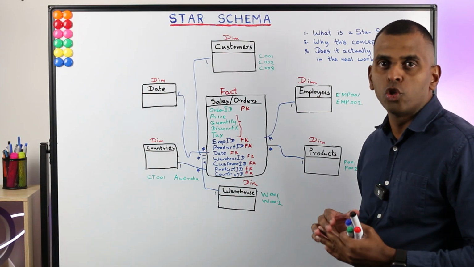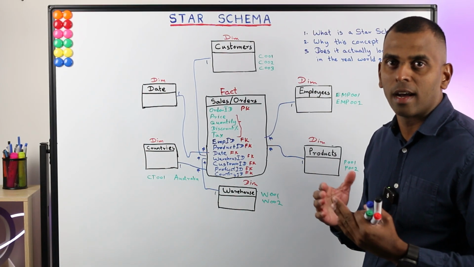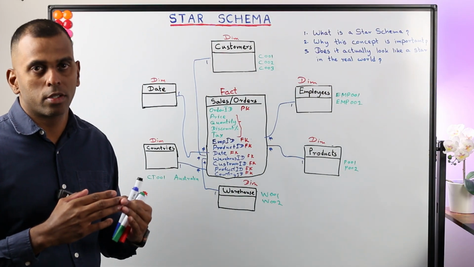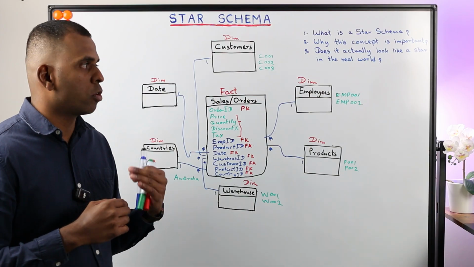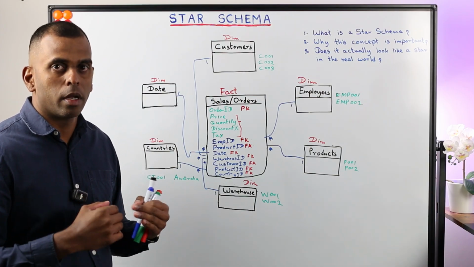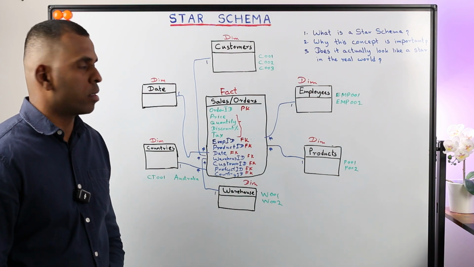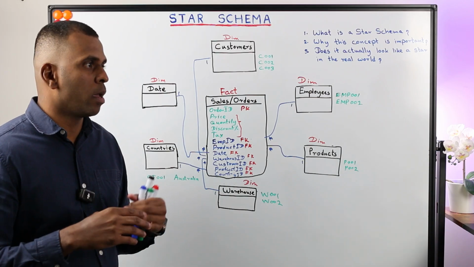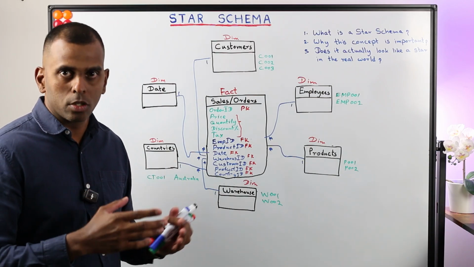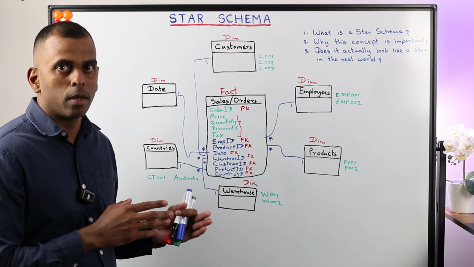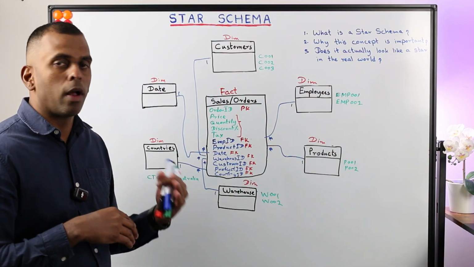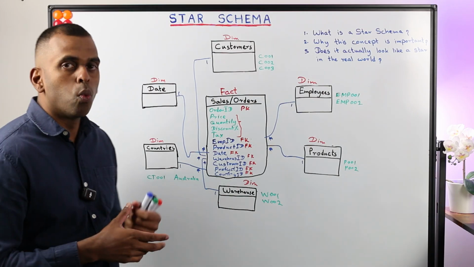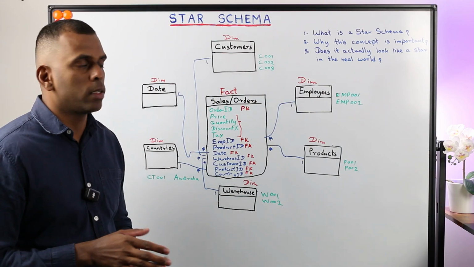Now, does it actually look like a star in the real world? In the textbook, it's perfectly like a star, but in the real world, for different reasons, it won't look like a perfect star. We should also comply with business logic, not only the Star Schema concept. We also need to follow the business logic and other rules. So why won't it look like a perfect Star Schema?